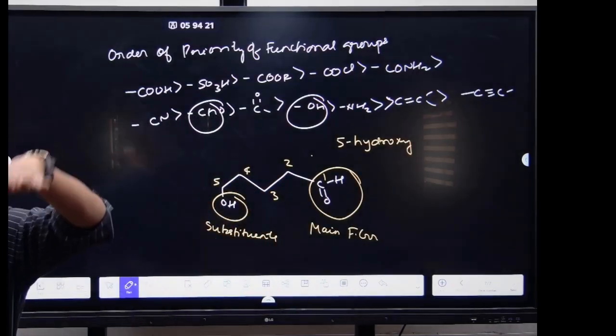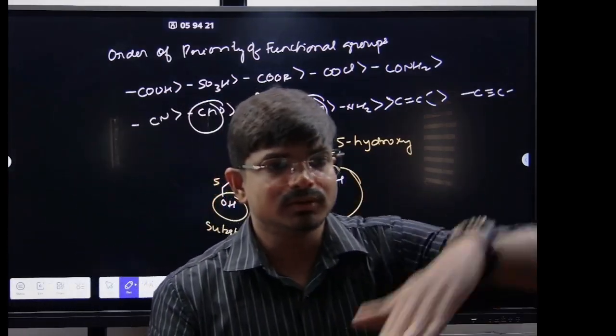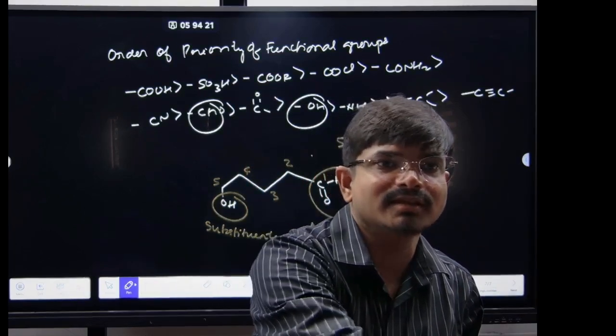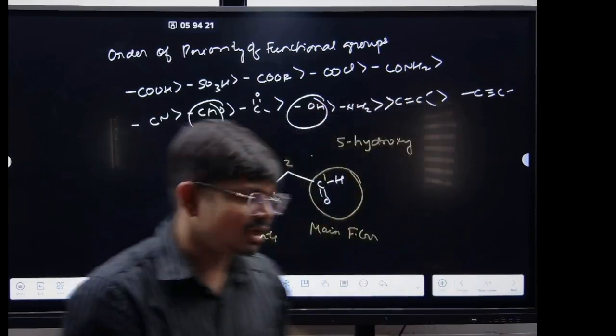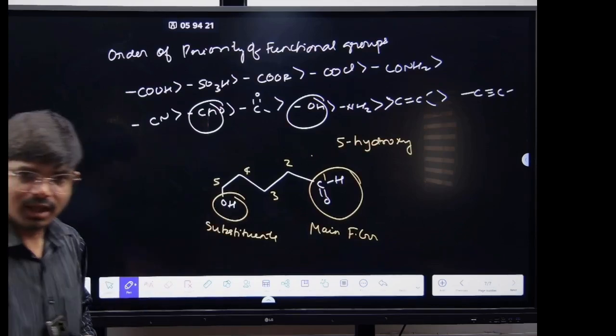If you are the main character and someone else becomes the side role, whose priority will be higher? The main character, and you will treat the other as a side role. Got it? Similarly, this will be treated as a substituent. So I have to write 5 hydroxy. Then the word root.